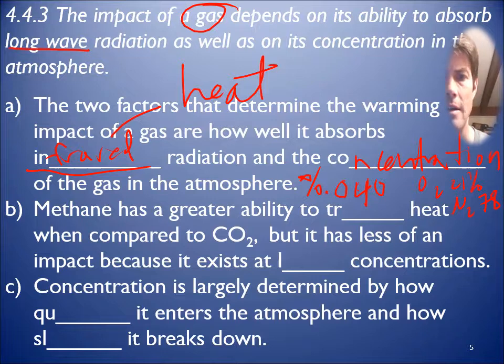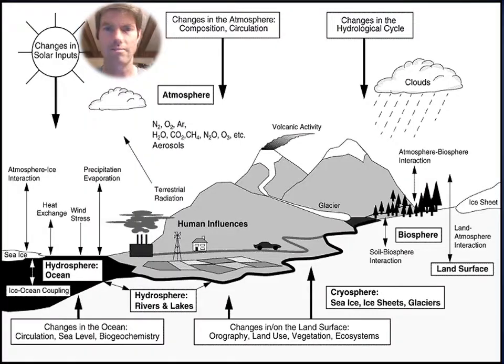And methane has a greater ability to trap heat compared to CO2, but it's at lower concentrations. I can't remember offhand what that concentration is. But this concentration, for a great deal, depends on how quickly it enters the atmosphere and how slowly it breaks down. I think methane has like a 3 to 4 year lifespan. So here we have a nice little overview of what's happening.